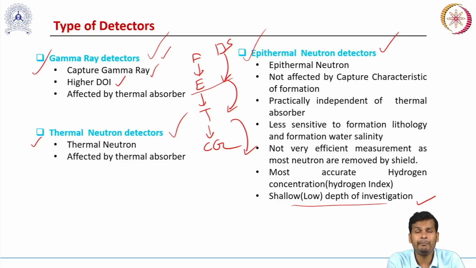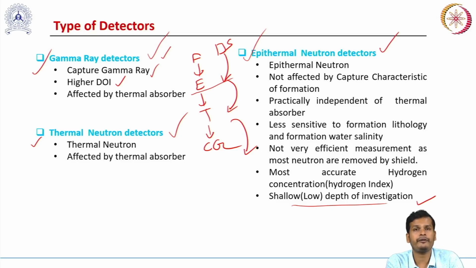Although in the pulsed neutron logging tool, which is used for the formation water saturation measurement, we are specifically interested in the capture gamma ray count. There we use a gamma ray detector to count the capture gamma ray to get an idea of, or calculate, the formation water saturation. Now, why is that?